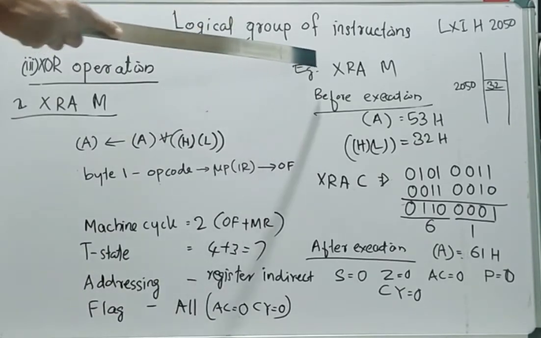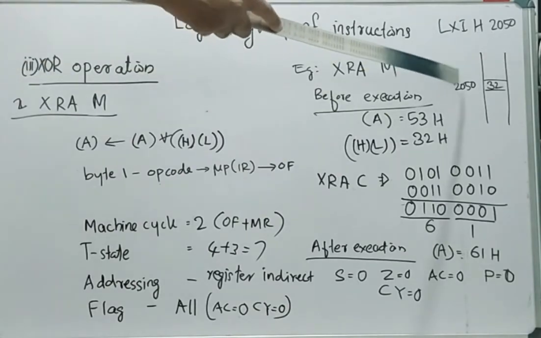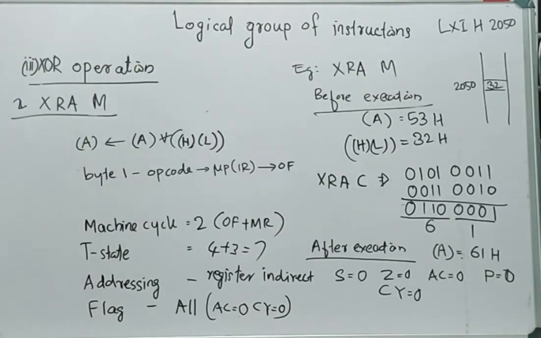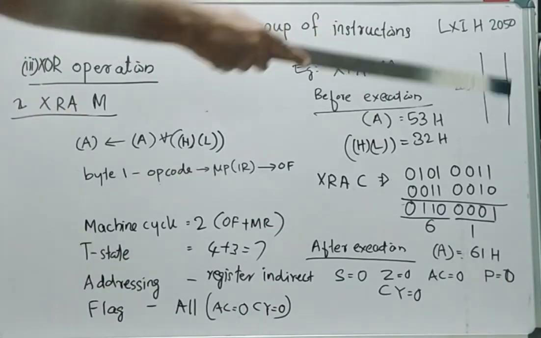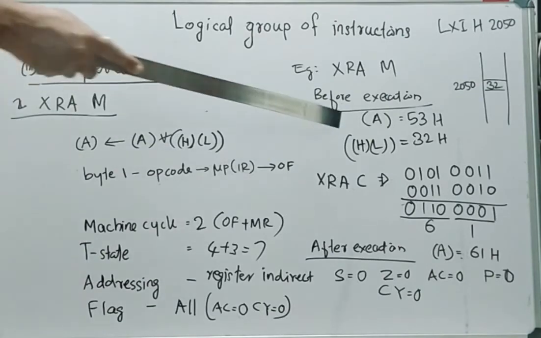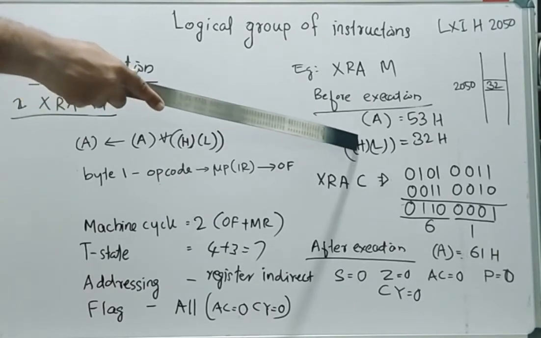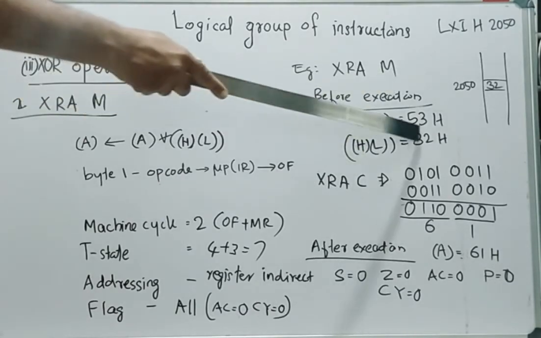Let's consider an example, XRA M. Assume initially the HL register pair is pointing to the location 2050. So M indicates the content of 2050. This 20 is available in the H register and 50 is available in the L register. M denotes 32. So before the execution of this instruction, let the content of the accumulator be 53H and the content of the memory location pointed to by the HL register pair be 32H.